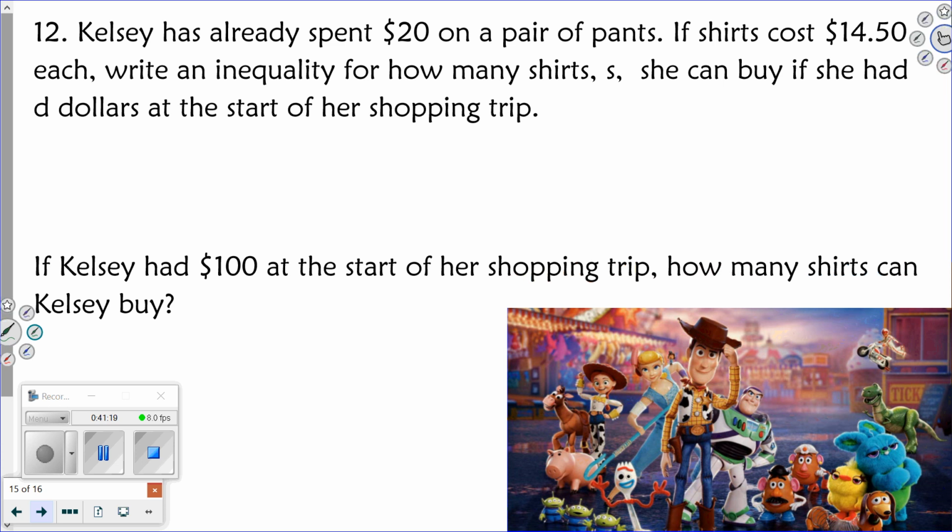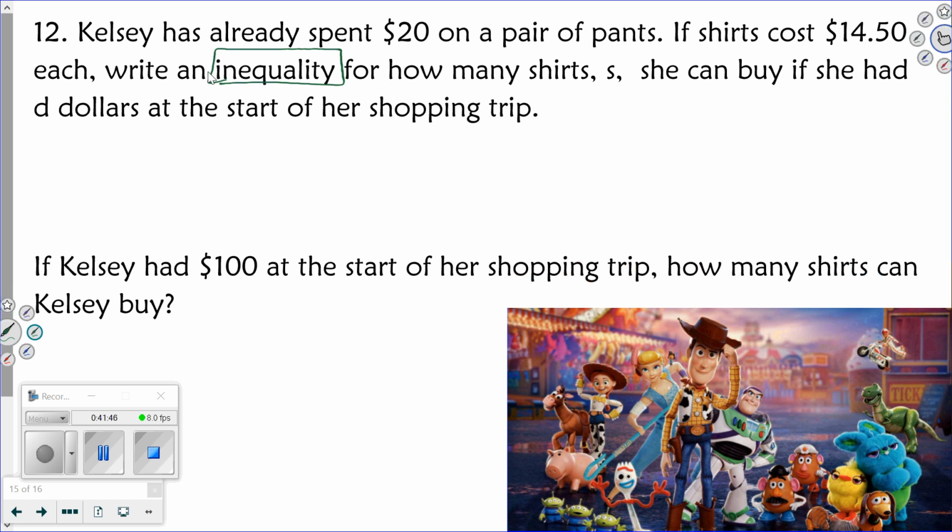All right. Last one. Kelsey has already spent $20 on a pair of pants. If shirts cost $14.50 each, write an inequality for how many shirts S she can buy if she had D dollars at the start of her shopping trip. Some of you kind of glaze over the word. It does say inequality, so we need to write the less than or greater than symbols. It's not an equal sign.